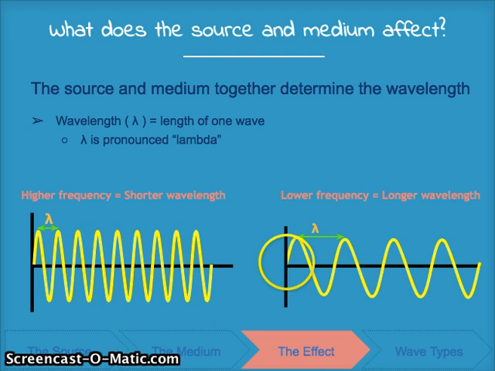Whereas if the frequency is slower, a slower rate at which waves are being produced, then they're going to be more spread out. And we call this distance from peak to peak the wavelength. We'll get to that a little bit more in a second, but the wavelength describes the actual distance in meters between identical points of a wave.